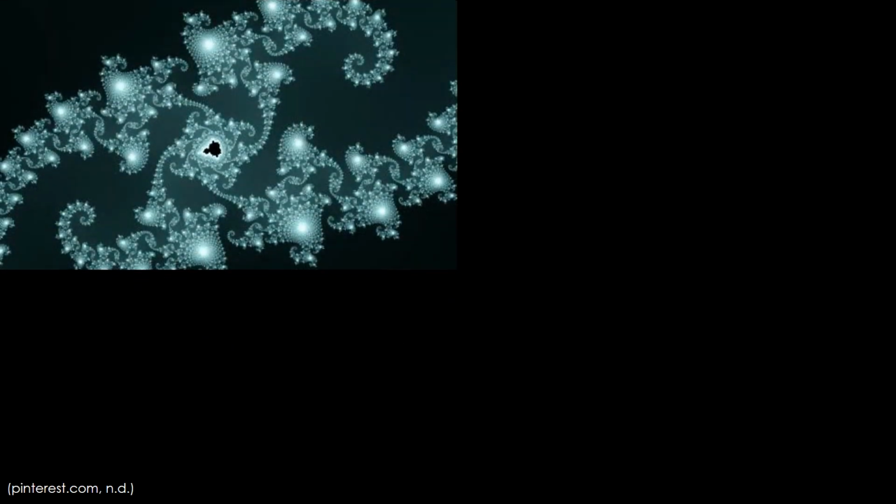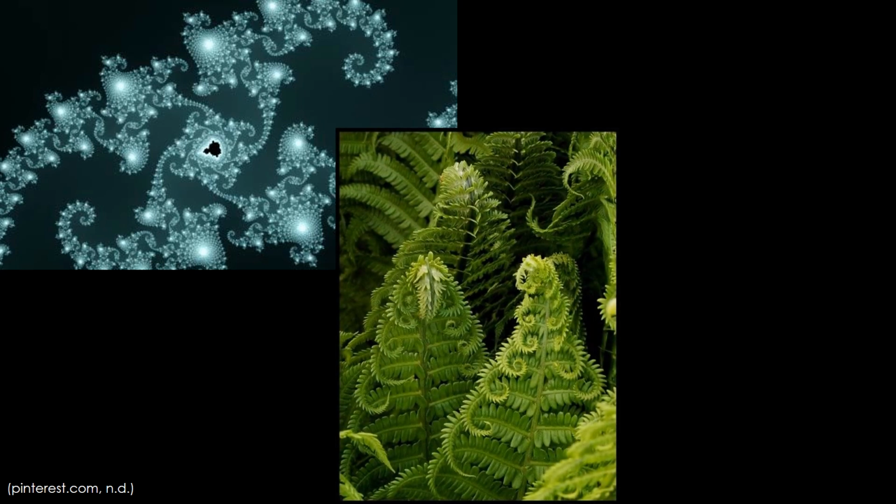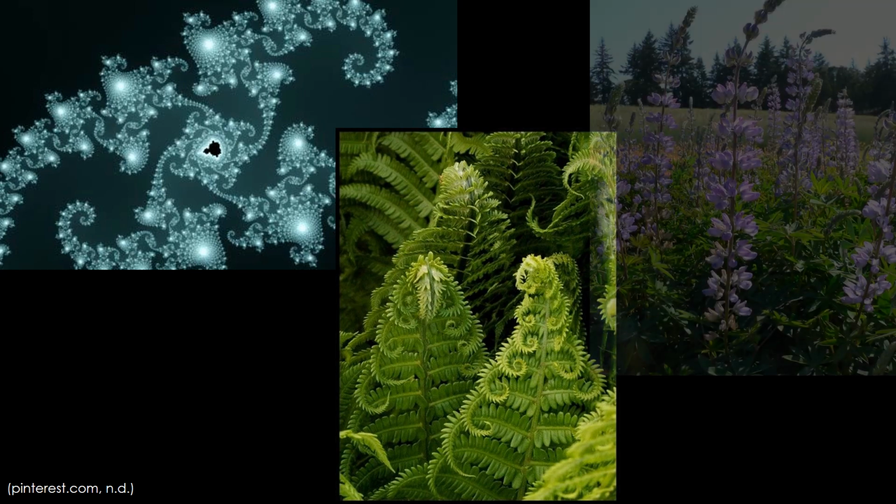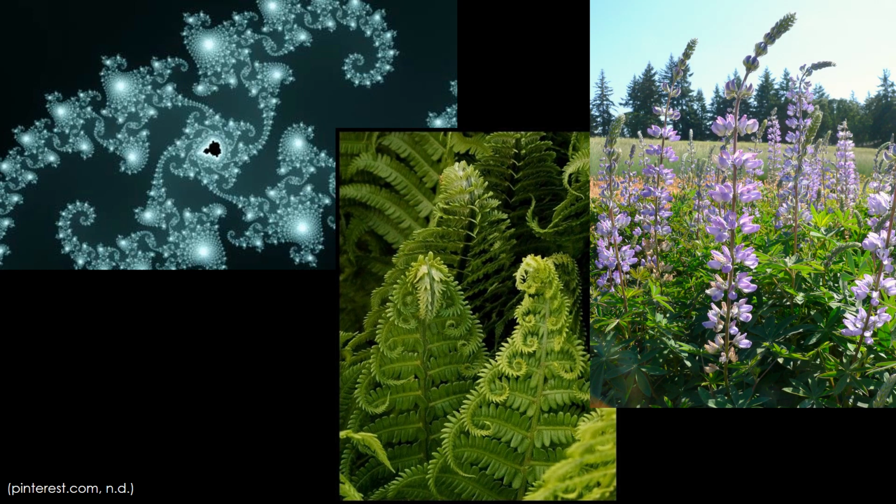This is an image of the Mandelbrot set, named after the man who discovered fractals. It can be compared against nature in so many ways. Take this fern, for example. Its curls are very similar to the shape of the curls in the Mandelbrot set. And this broad-leaved lupine, its stalks are quite similar to the connectors between the different pieces of the Mandelbrot set.